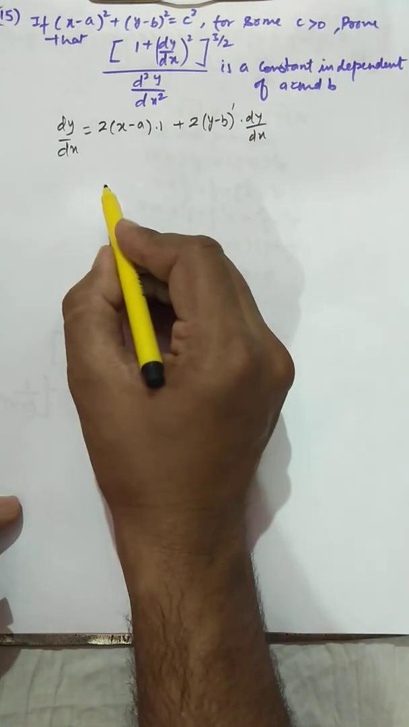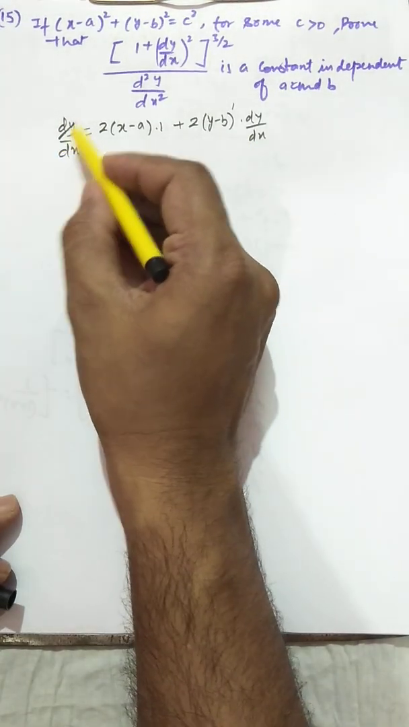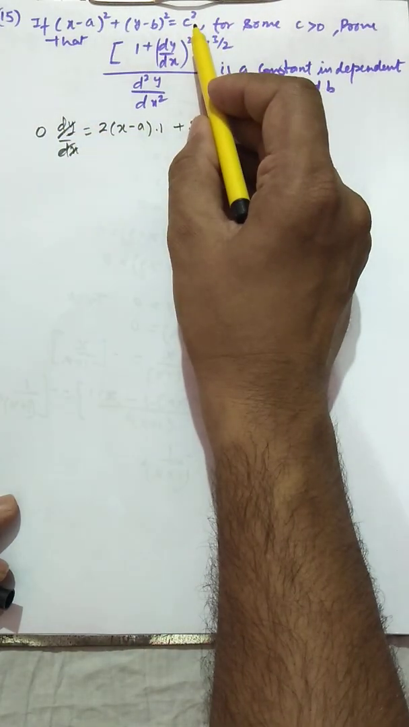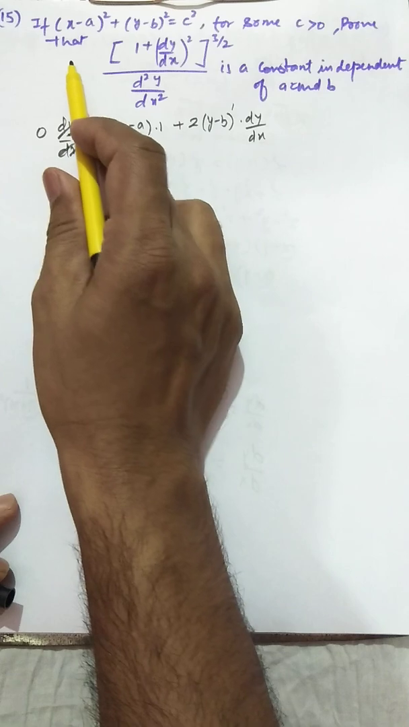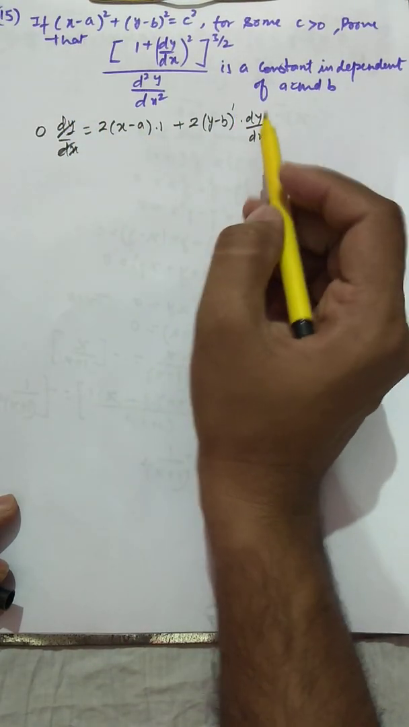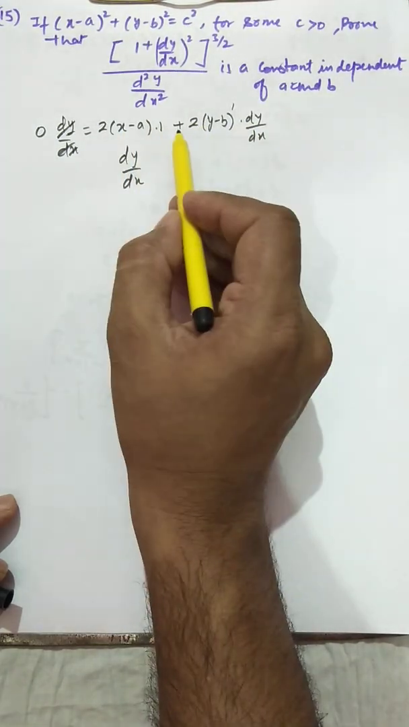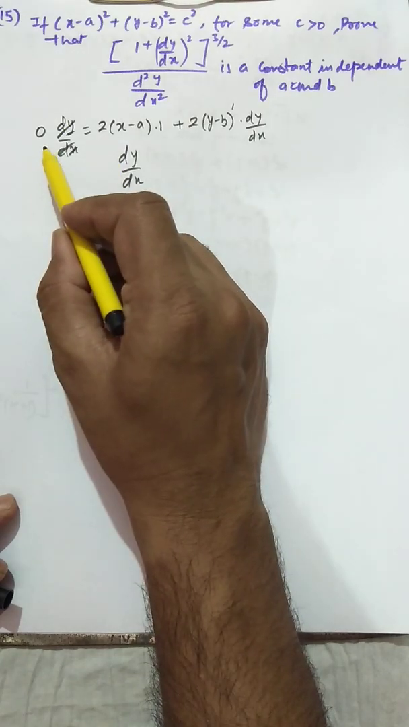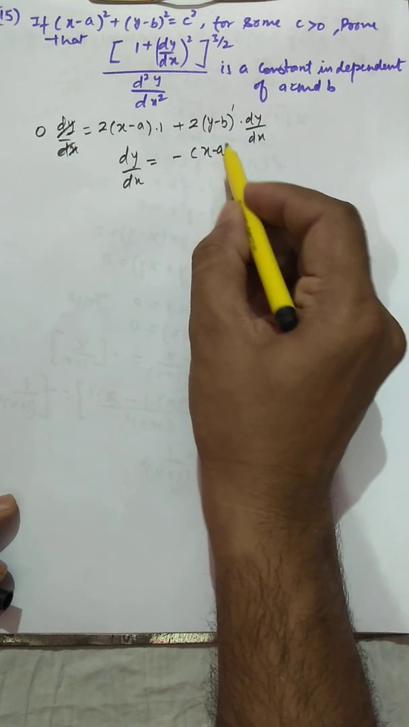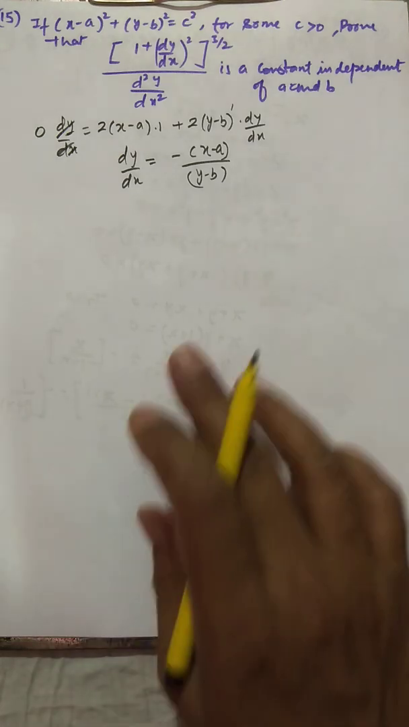Now this is your dy by dx. We started with a constant, so c square will be 0, and this is 2 times x minus a dot 1 plus 2 times y minus b times dy by dx. From here we can find dy by dx. You can see that 2 is common, so you bring it down to 0. So dy by dx will be x minus a upon y minus b. So this is the first derivative.